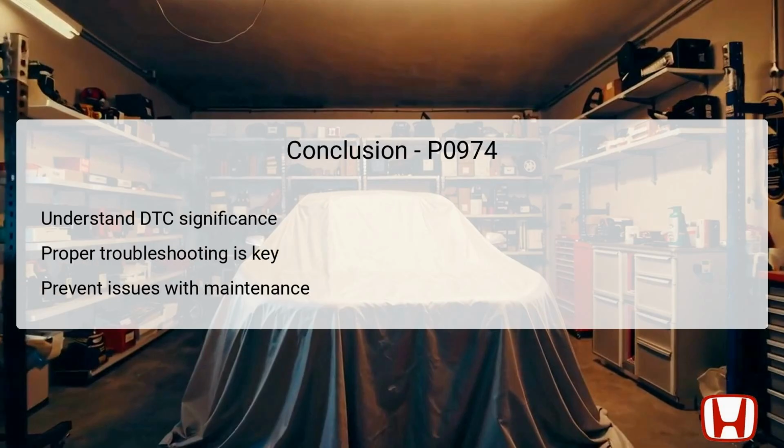In conclusion, DTC P0974 indicates an open circuit issue with the shift solenoid valve A, significantly affecting transmission performance. Understanding the significance of this DTC and its implications helps in prioritizing accurate repairs. Proper and systematic troubleshooting is crucial to pinpointing the exact cause of the DTC. Following the outlined steps ensures thorough testing and source identification.